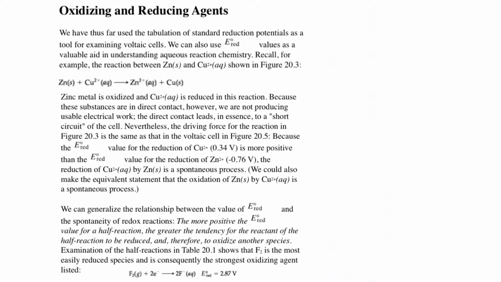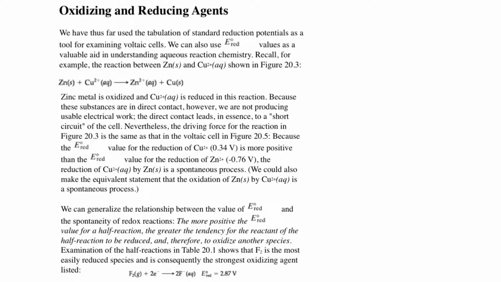Oxidizing and reducing agents. We have thus far used the tabulation of standard reduction potentials as a tool for examining voltaic cells. We can also use the standard reduction potential values as a valuable aid for understanding aqueous reaction chemistry. Recall, for example, the reaction between zinc solid and copper 2 ions, shown in Figure 20.3. Zinc plus copper 2 ions yields zinc 2 ions plus copper solid.